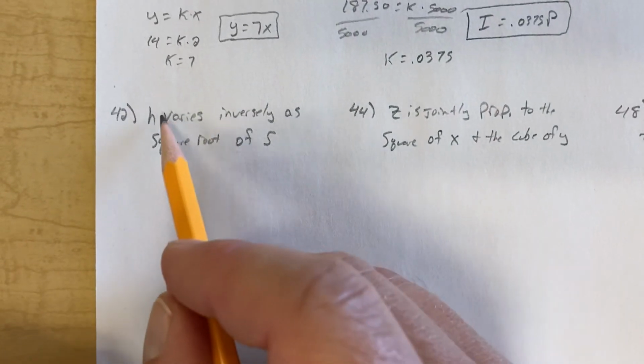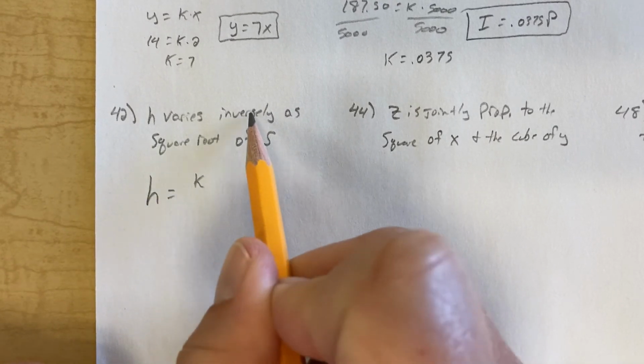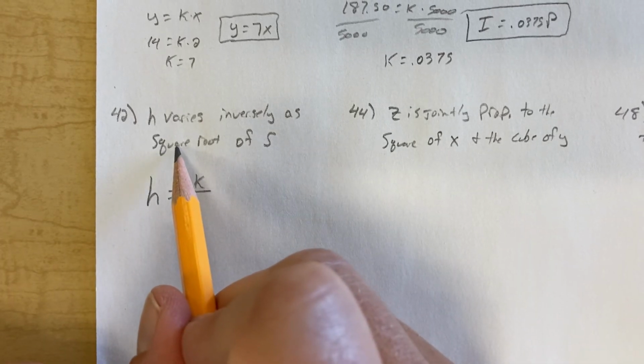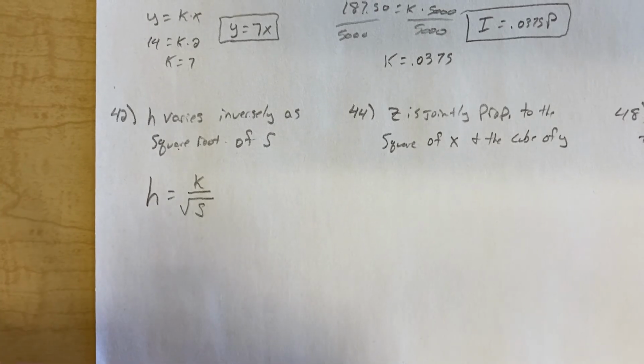Same thing here. h varies inversely. So we've got h, we're going to have that k. Inverse means we're going to divide instead of multiply. And we're going to divide by the square root of s. So square root of s.